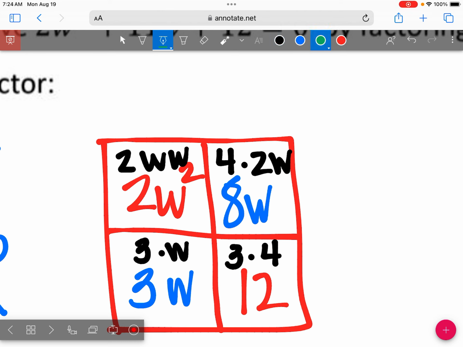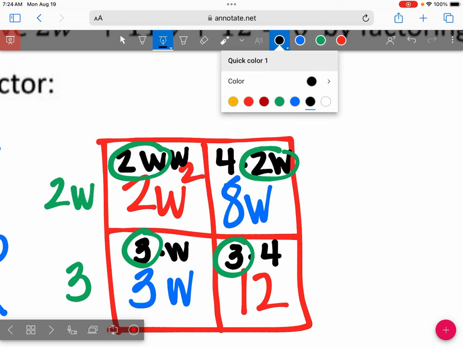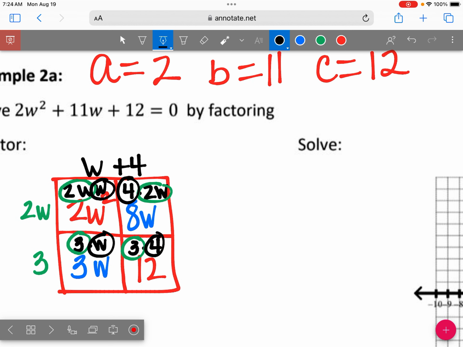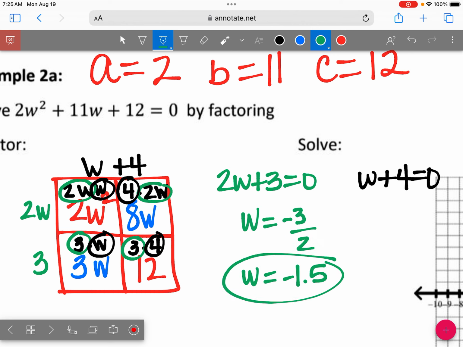All right, so when we take out our GCFs, we have a 2W that we can take out here, a 3. And then when we go here, we got a W and a 4. So let's go ahead and set both of those equal to 0. 2W plus 3 equals 0. And W plus 4 equals 0. So your two solutions would be W equals negative 3 over 2, which is the same as negative 1.5. And W equals negative 4.